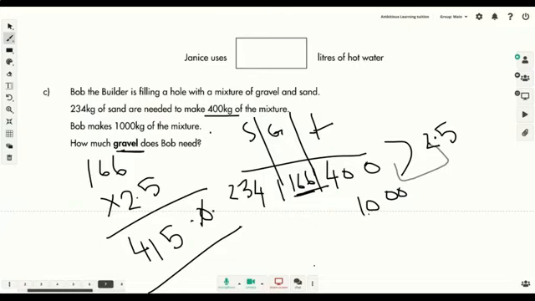Because you know that 234 kg of sand is needed to make 400 of mixture and the rest is gravel, then 166 kg of gravel must be used. To make 1000 kg of mixture, you need 2.5 times as much of every ingredient. So, to make it 1000, how much do you need? You need 2.5. That's why we multiplied that by 2.5.